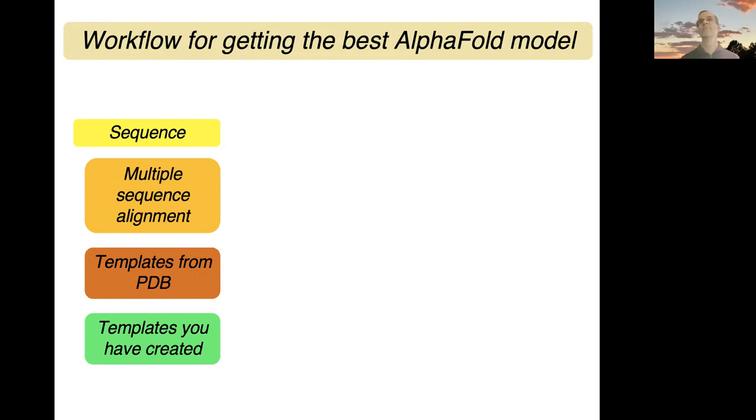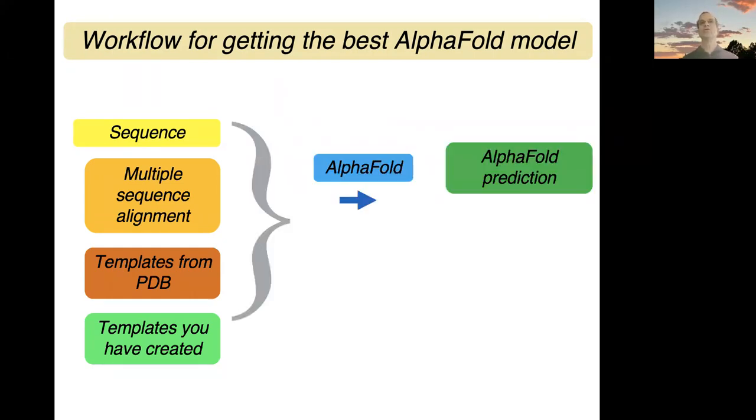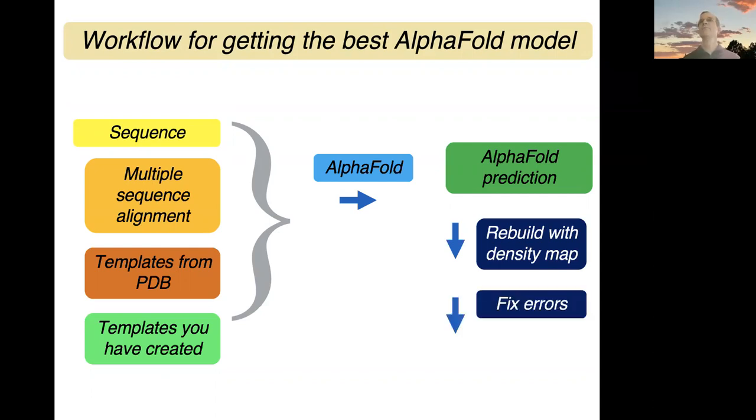So that's a way to think about all these things. Those are the kind of things you're going to have as inputs. And with those inputs, AlphaFold or other prediction programs will generate a prediction. And then once you've got a prediction, if you have experimental information that allows you to rebuild it, like a density map, you might rebuild that model, and maybe you would fix errors as much as possible.